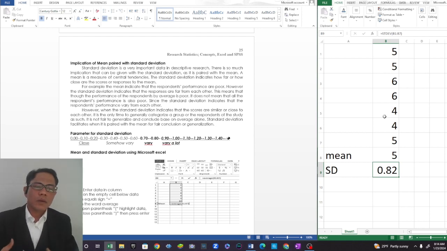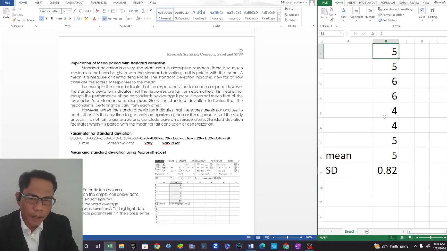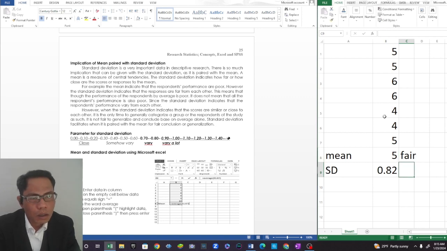So basically, when you talk about standard deviation, you're talking about the distribution or the variation of the scores or responses. And this is very important because when we say, let's say, the mean of 5 is considered fair, that's good. The performances of the respondents are fair.